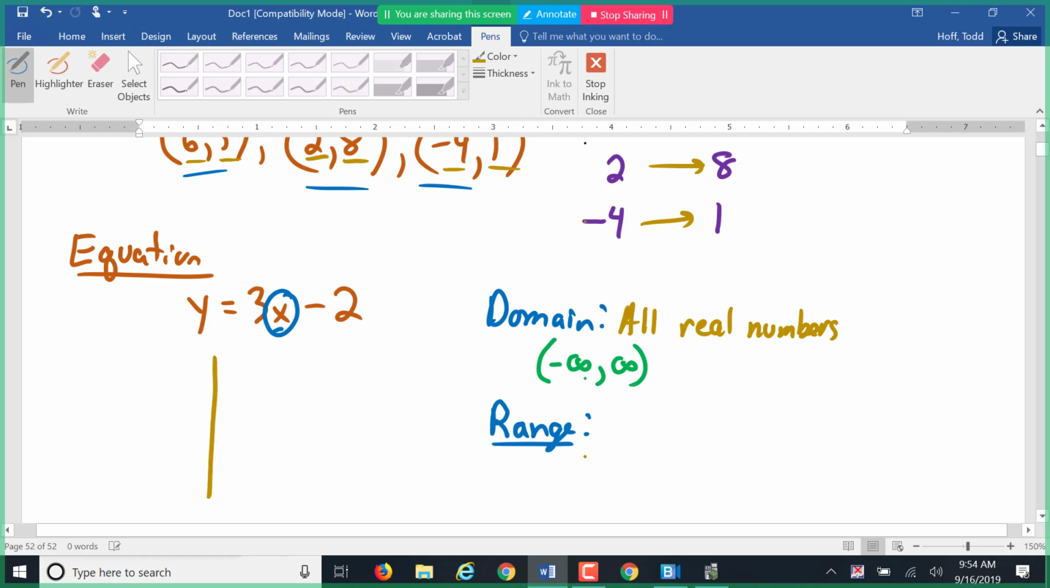In this case, you might recognize that as being a linear equation. It's going to look something like that, a y-intercept of -2 and a slope of 3. So that range does also go from -infinity to positive infinity. It covers all real numbers.